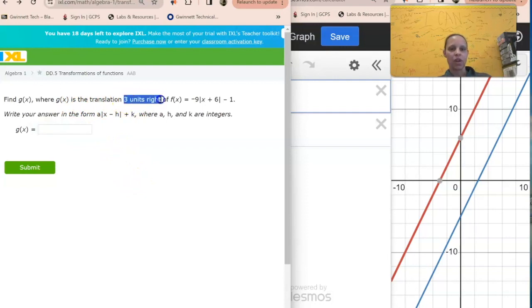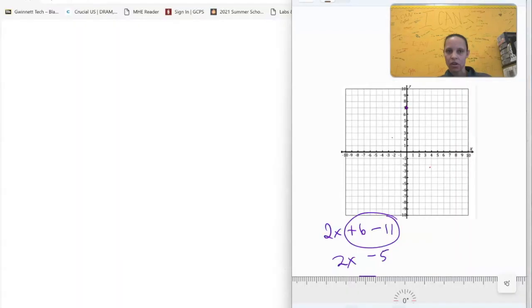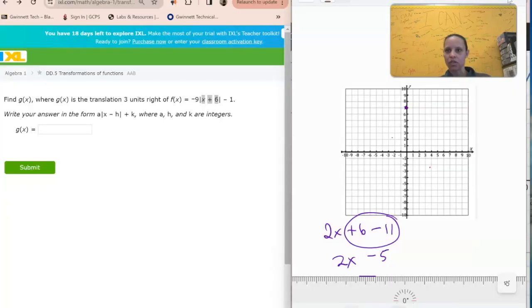All right, 3 units right. All right, so right is only about the inside, right? So you're going to start off with your equation.